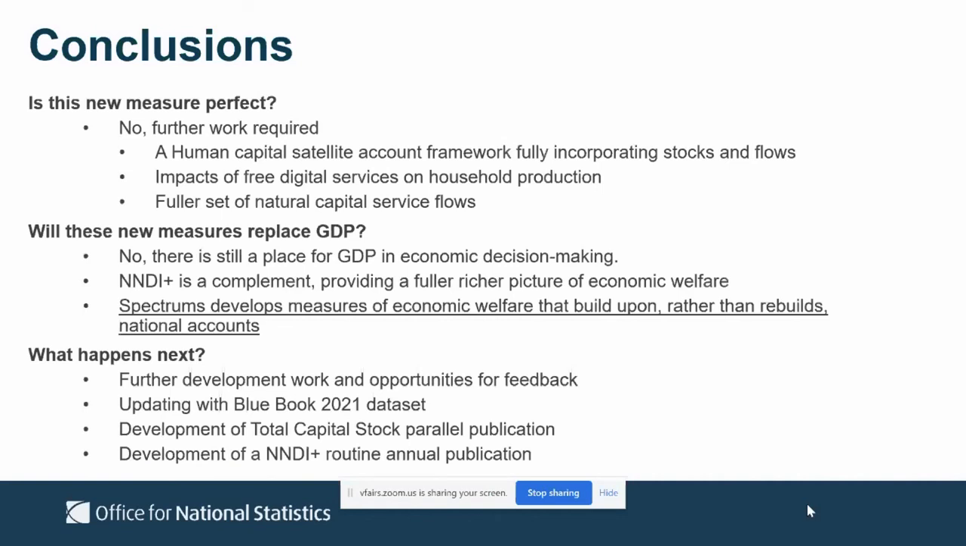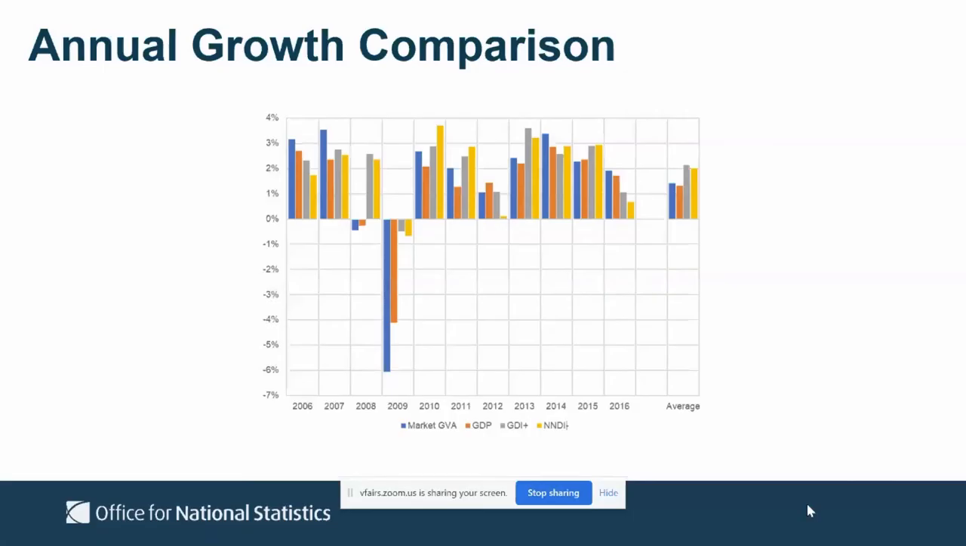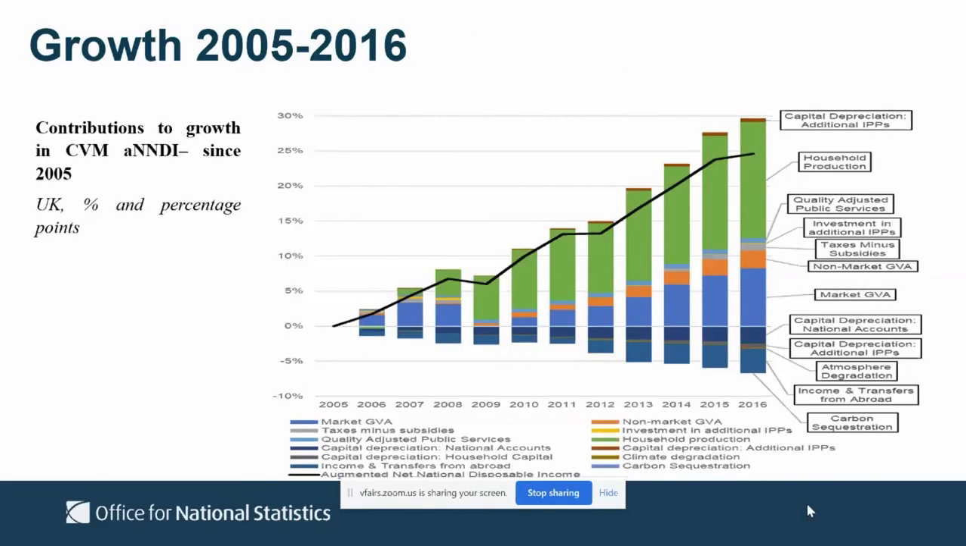So let's take those together. What's the use of NNDI minus in policy making? I think essentially here, the key benefit over and above, say, GDI or gross domestic income plus, as we've put it here, is really trying to capture this understanding about what's happening with depreciation and depletion of the capitals. It just so happens in the UK context that income and transfers from abroad in these years have been negative.